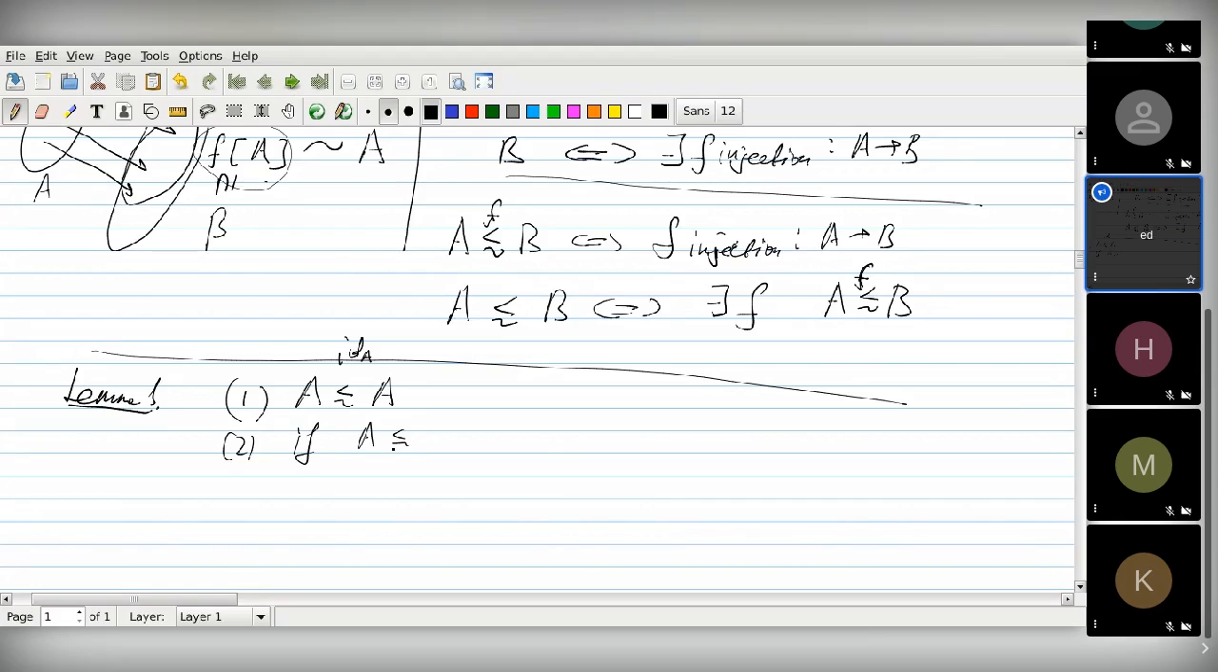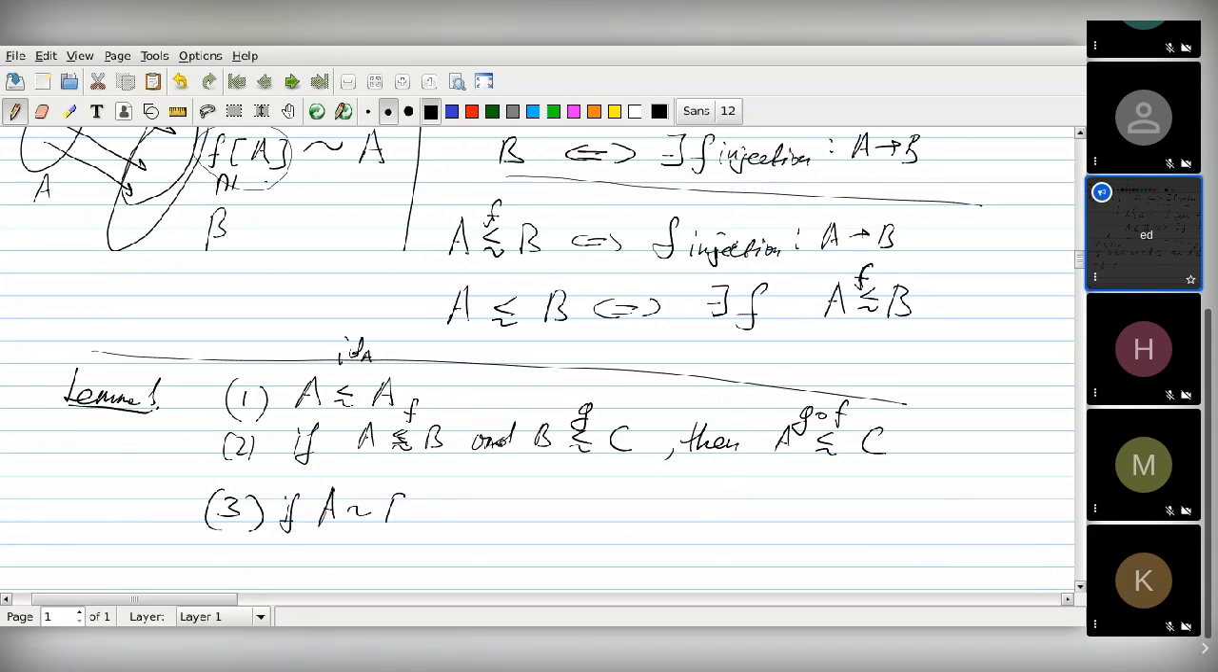If A is embeddable into B and B is embeddable into C, then A is embeddable into C. So, which injection should I take here? If here we have F and G, G of F. The composition. Yeah. Of course, because the composition of injections is an injection. We know that quite well.